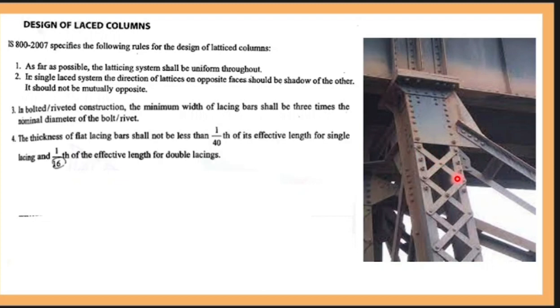This is a single lace, that is a lattice. The thickness should be not less than 1/40th of the effective length. Double lacing, this is one portion and this is another portion. So if you are using double lacing, the thickness should be 1/60th of the effective length. Lacing bars shall be inclined at 40 to 70 degrees. So your angle of lacing should be between 40 degrees and 70 degrees.